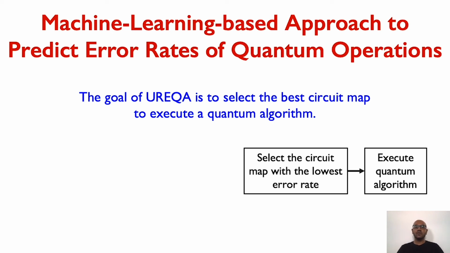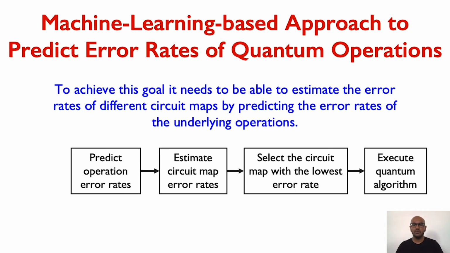UREQA is a machine learning-based approach to predict error rates of quantum operations. Of course, the end goal of UREQA is to select the best circuit map to execute a quantum algorithm as shown here. But to select the circuit map with the lowest error rate, UREQA first needs to be able to estimate the error rates of the different circuit maps. And to do that, it needs to be able to predict the operation error rates of the subcomponents of these circuit maps. Therefore, the main goal of UREQA is to estimate the error rates of different circuit maps by predicting the error rates of the underlying operations.